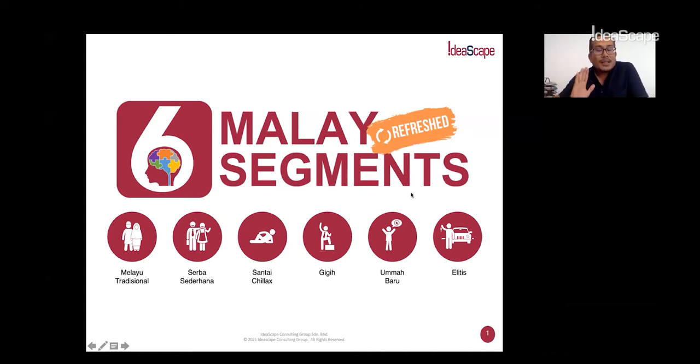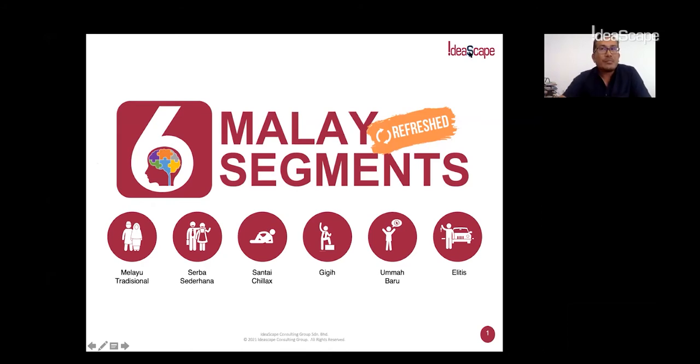This segmentation model has been used mostly in marketing contexts, but do feel free to use it in your own context, and we appreciate it if you can share application stories with us later on. Today, Rumaizon will be sharing what those changes are. I strongly encourage all of you to think about what this segment means to your business and what can be done for your products.